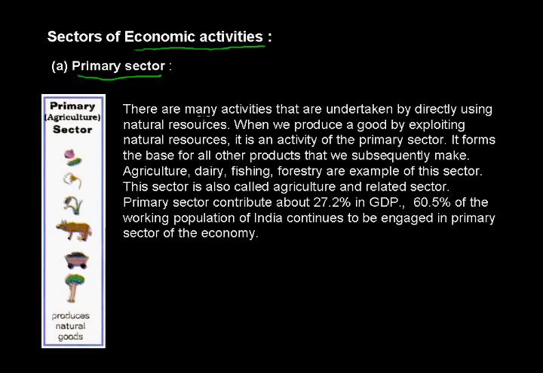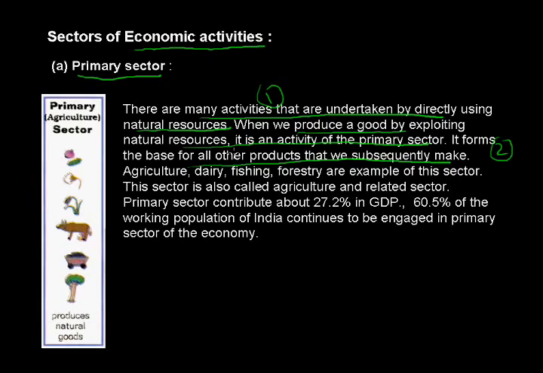Let us go by the definition of the book. There are many activities that are undertaken by directly using natural resources. That is going to be the first characteristic of primary activity, that the activity is done directly by using natural resources. When we produce a good by exploring natural resources, it is an activity of the primary sector. It forms the base for other products that we subsequently make. That is going to be the second characteristic of the primary activity, that it forms the base for all other products.